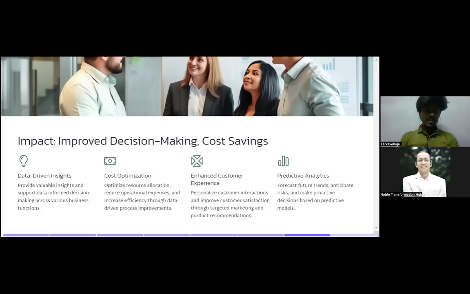Next, cost optimization. Optimize resource allocation, reduce operational expense, and increase efficiency through data driven process improvements. Okay, cost is reduced because now we are doing everything in an effective manner, and we are doing everything automatically by using this AI/ML. Then enhanced customer experience. So personalize customer interaction and improve customer satisfaction through targeted marketing and product recommendation. So based on the creation of a recommendation system, we can target a specific customer that he or she can buy this thing because of the chain which is connected to them, right? The network they are having, that's the same. So we can make the customer experience more engaging, and we can enhance their experience.